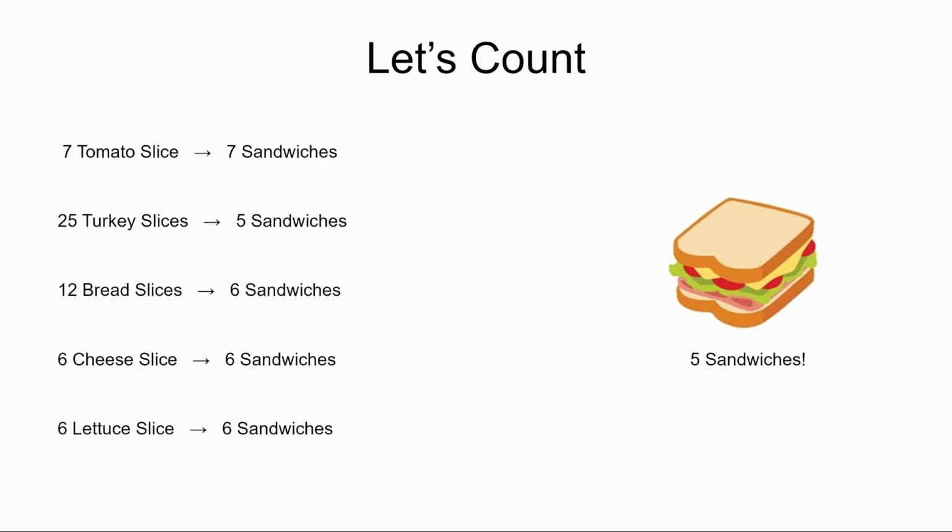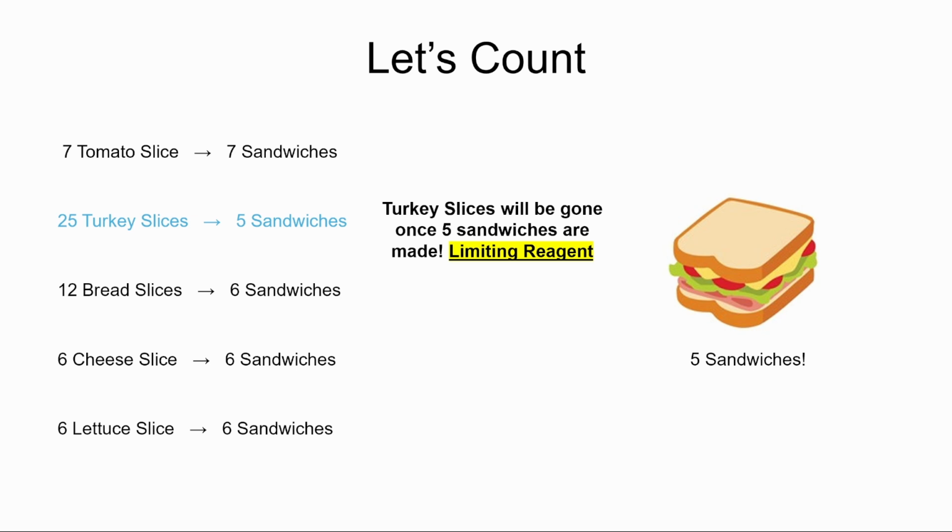But we can only make 5 sandwiches. And that is because if we look at the turkey slices, what this means is that after 5 sandwiches were made, all of the turkey slices will be gone, and you cannot make any more sandwiches. So turkey in this case is our limiting reagent because it will run out first before more product can be made, or the reaction stops there.